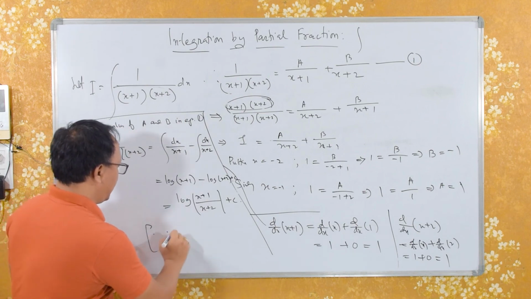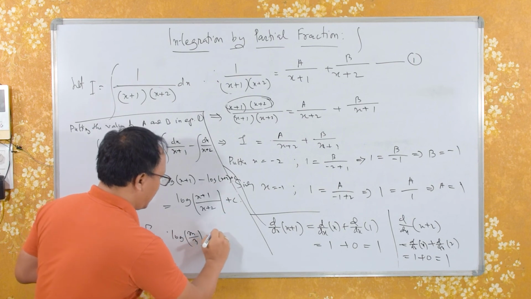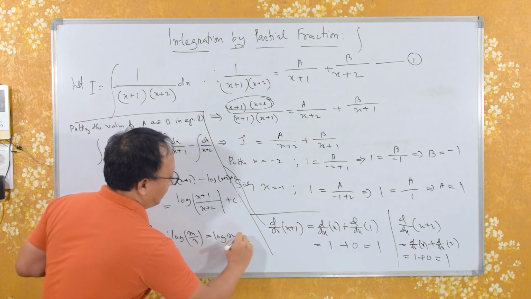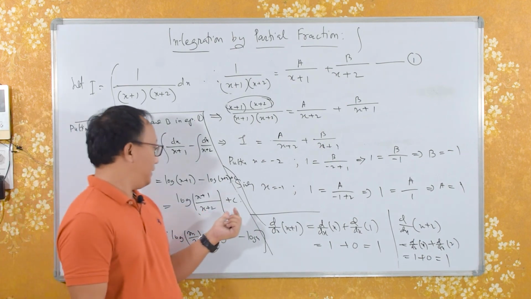The reason is log of m upon n is same as log of m minus log of n. Okay, this is the answer.